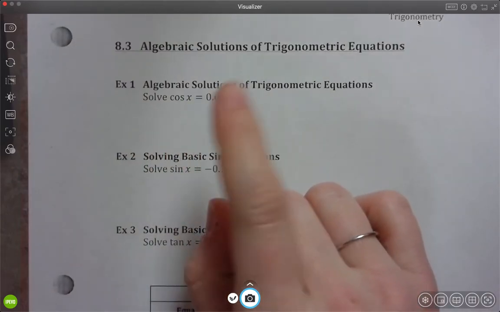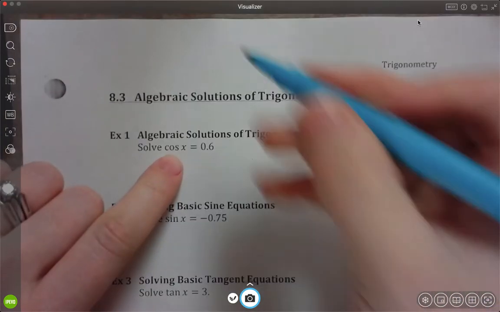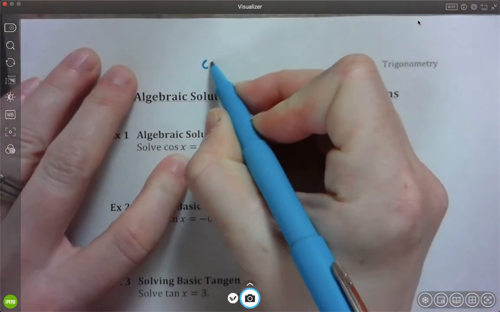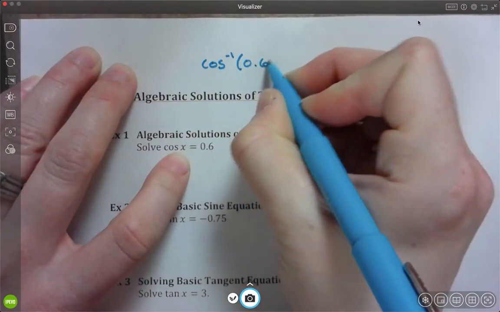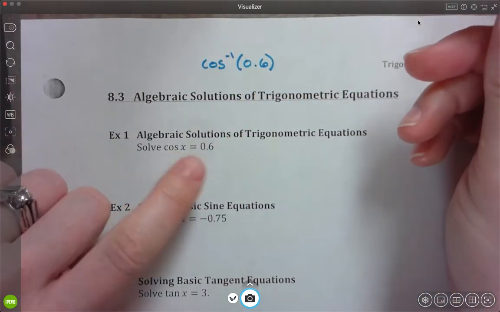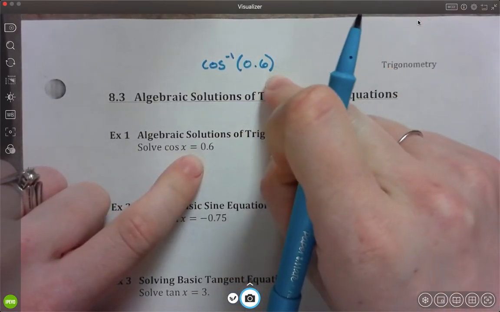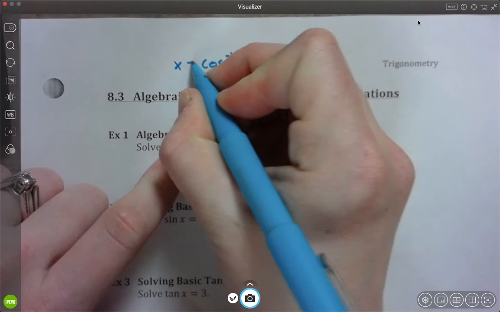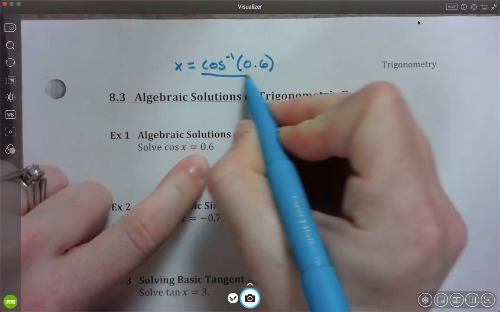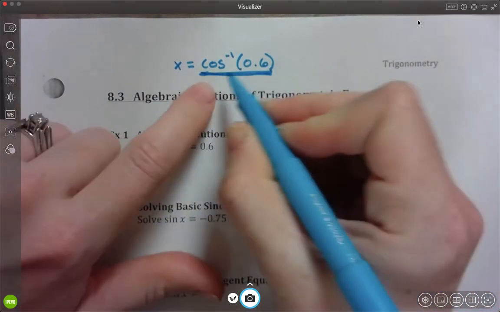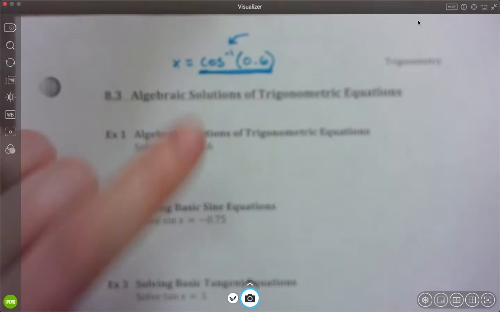When we did stuff in section 8.2, we would have problems like, evaluate inverse cosine of 0.6. So basically it would be like writing example 1 in this way: x equals inverse cosine of 0.6. When they start it out looking like this, you are evaluating the inverse cosine. You're trying to find the value of it.